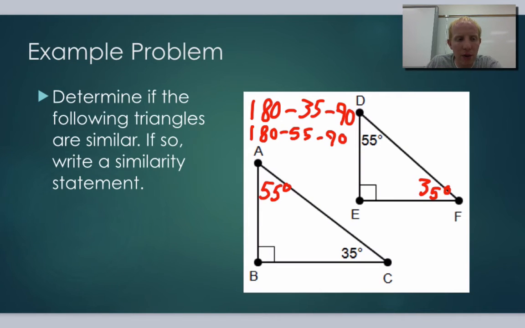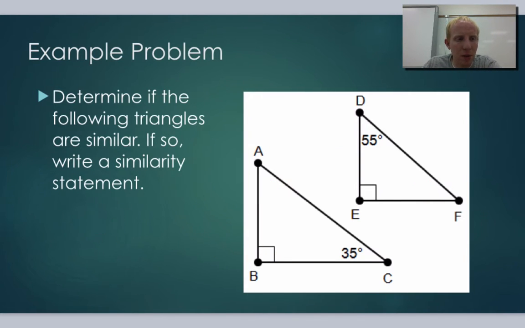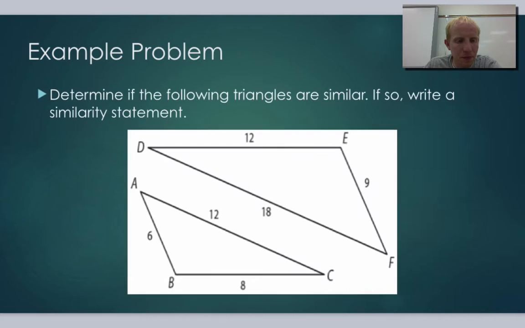Okay, so now we have angle, angle. So yes, they are similar by angle, angle. Okay, and there we go. They share 2 angles that are equal. So yes, they are similar triangles. They could be dilated to be the same triangle. Okay? All right, let's look at a couple more examples to make sure we got this down.